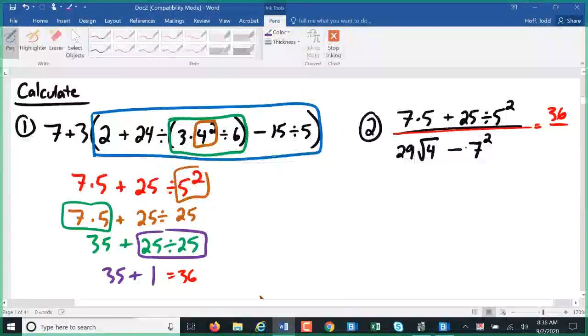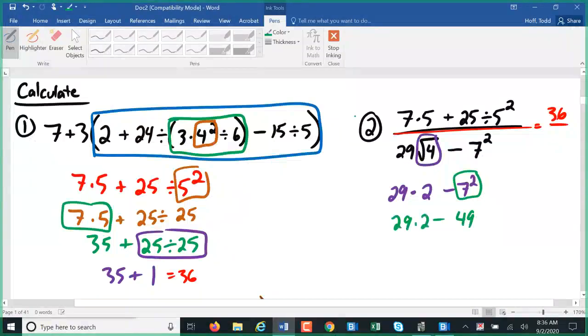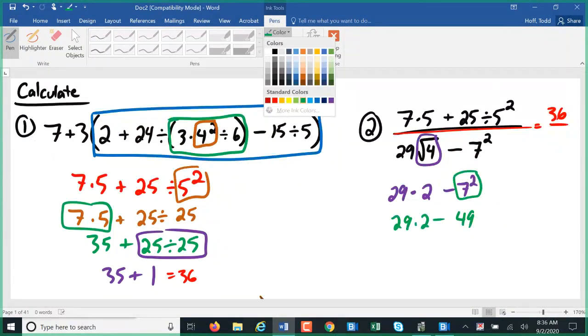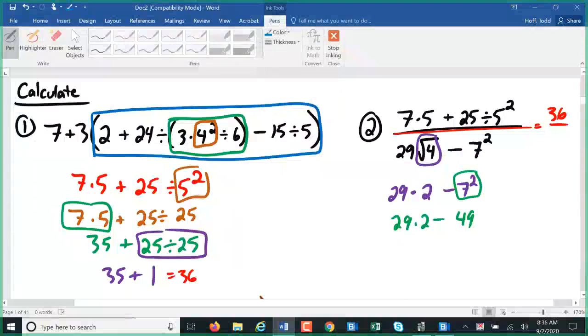We have two exponents, so we're going to go left to right. The square root of 4 is 2. Now there's that 29 in front of it. That square root symbol was also signaling multiplication. Then we have the 7 squared, which is 49. Next we have multiplication. 29 times 2 is 58.